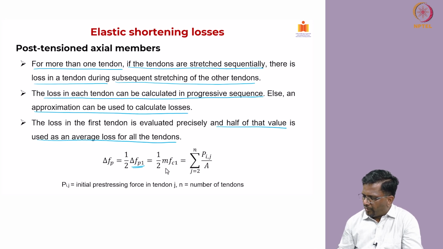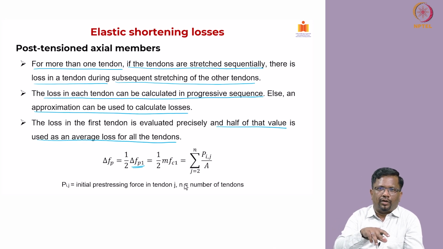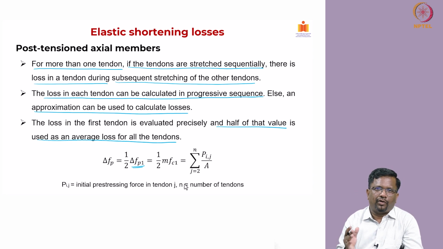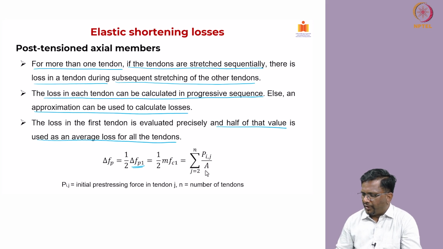Let us say you have n number of tendons. When you have n number of tendons, the nth tendon will not have any loss happening because of the elastic shortening, but before that, n minus 1 tendons will have losses. Now, you can approximate that by this kind of a summation, right. So, that is what we do here.